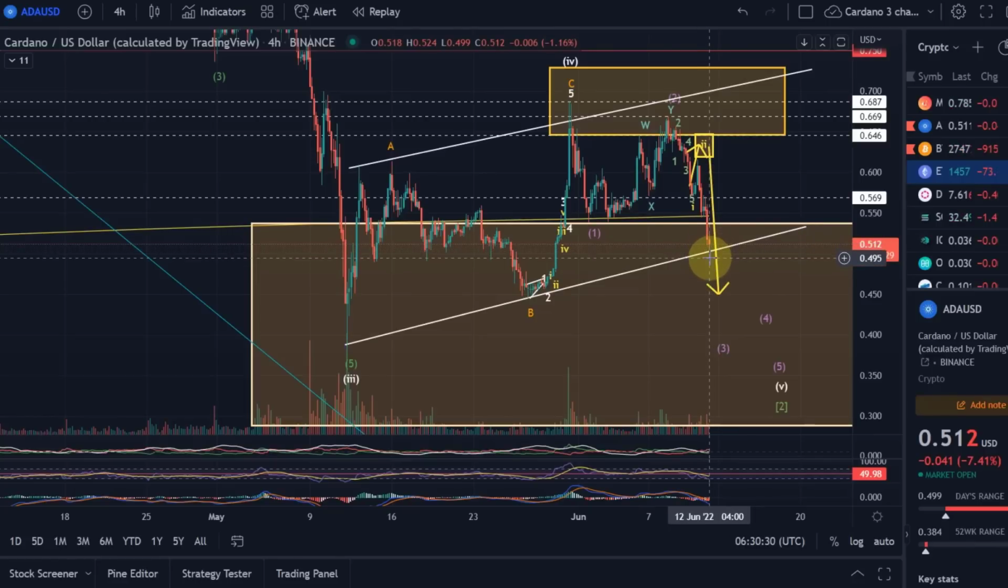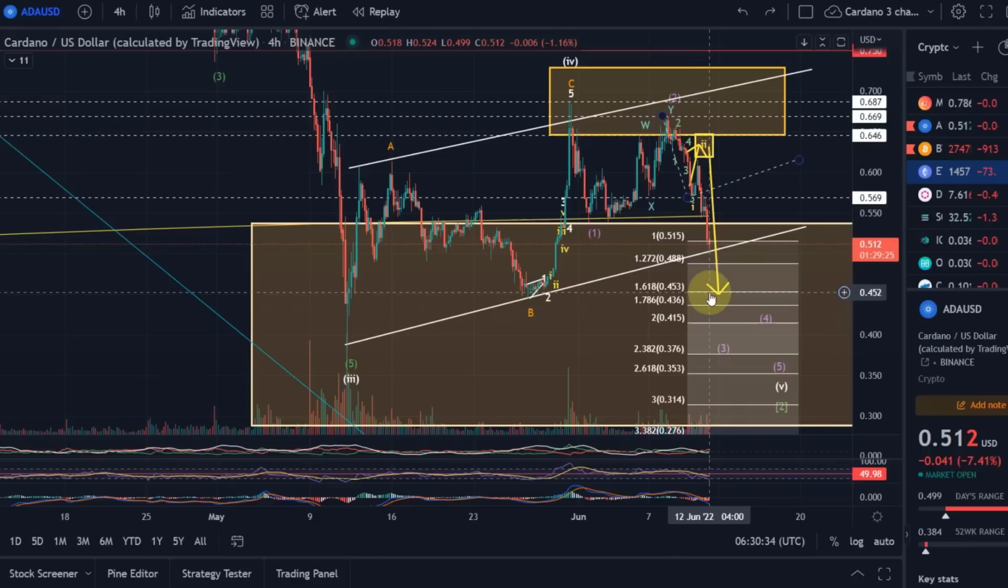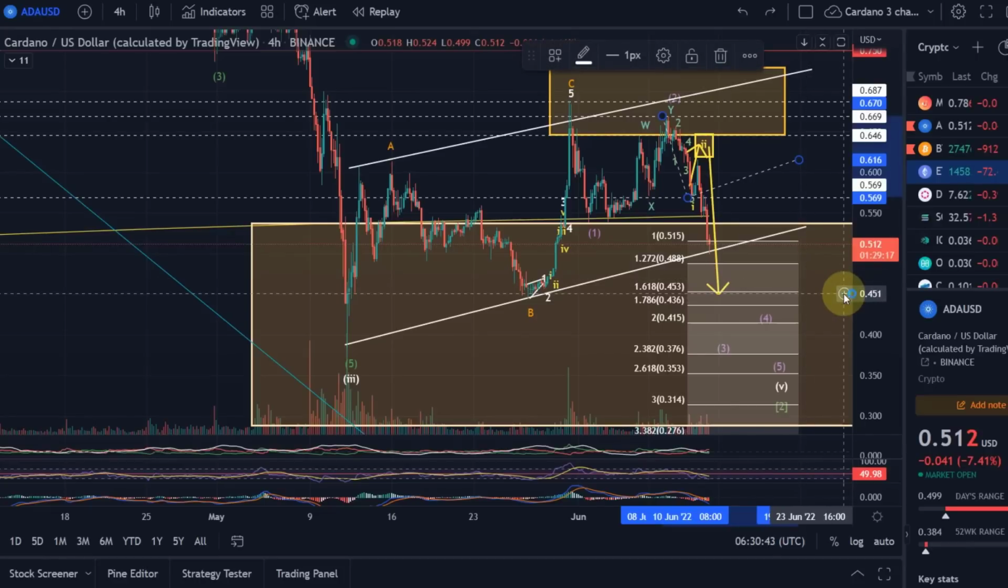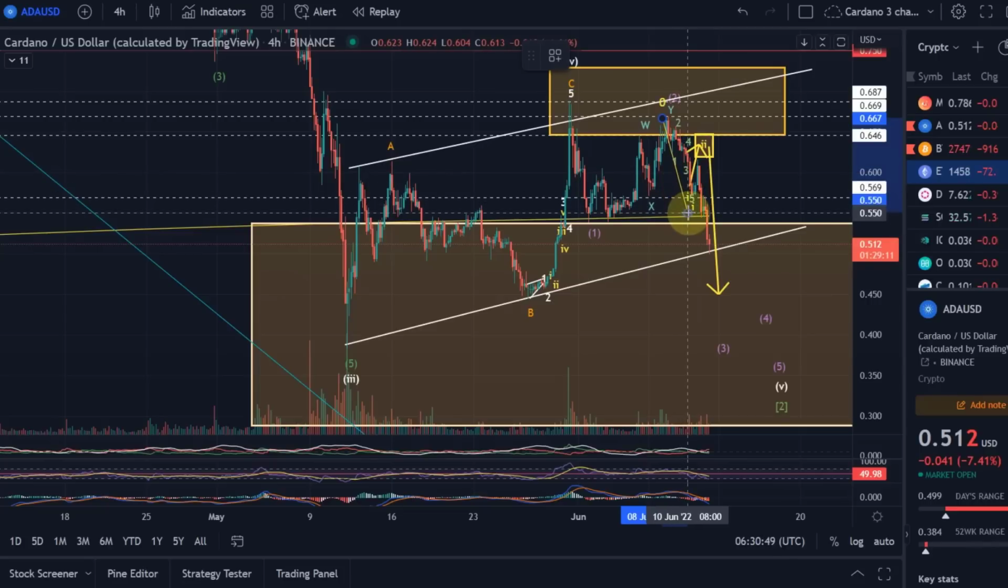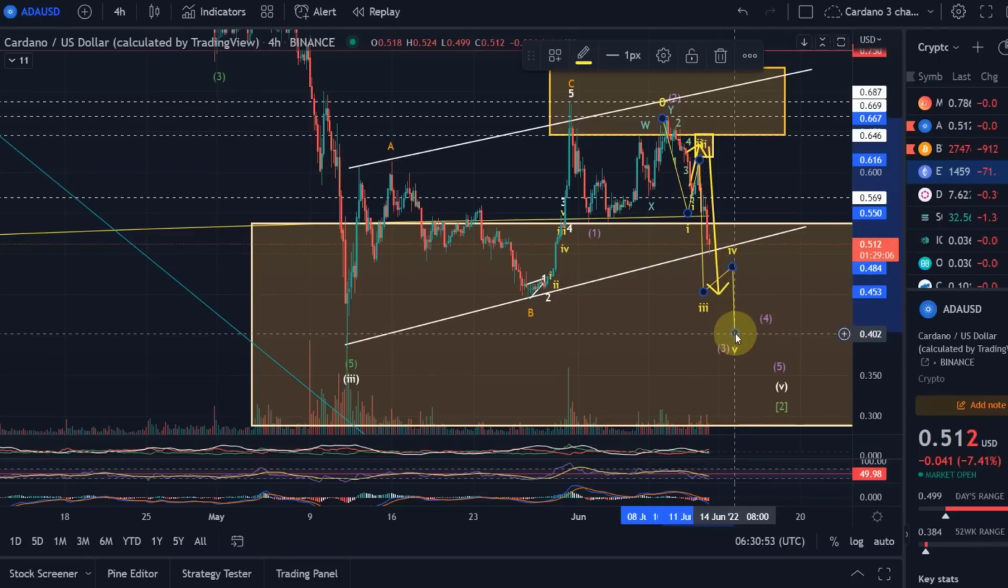But if that gets broken, we will go to that 46 cent level, 45.3 cents off the wave 3 target. The 1.618 multiple of the wave 1 is the wave 3 target. And then we would see a wave 4 retracement to the upside and a wave 5 down. So basically 1, 2, 3, 4, 5. And that 5 wave move would complete the wave 3 in purple.